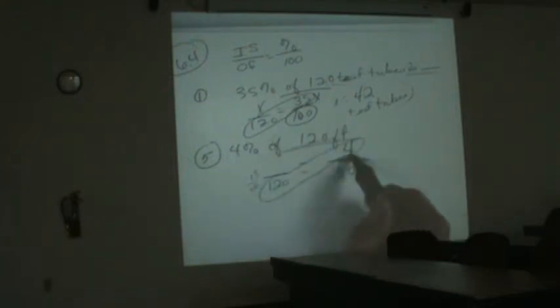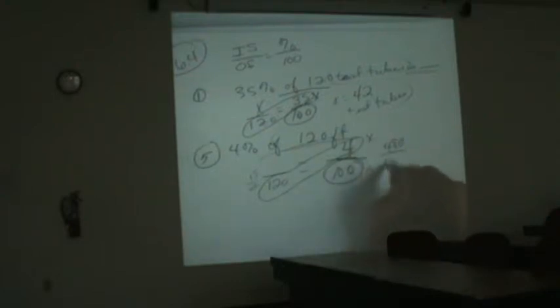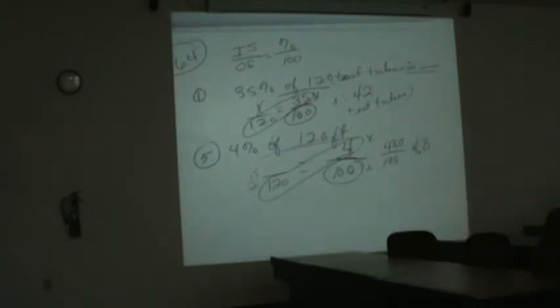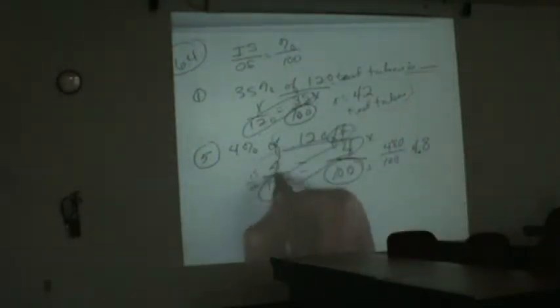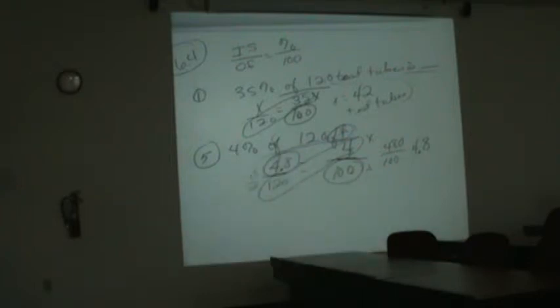Multiply 4 times 120. 480. 480 divided by 100. 4.8. Okay? This is in feet, so it's 4.8, right? 4.8 feet. Because that said feet. Let me see. There's none of them here that ask for percents. Okay, just mostly setting up that same proportion over and over.